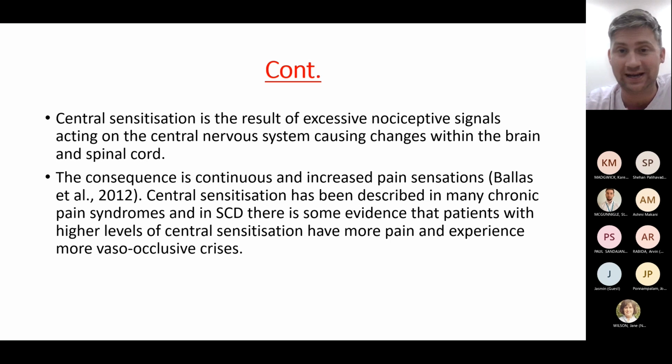So these painful episodes and reaction to painful stimuli can then trigger another vaso-occlusive crisis. So they've got a chronic pain and acute pain. So it's a bit of a minefield to try and treat.